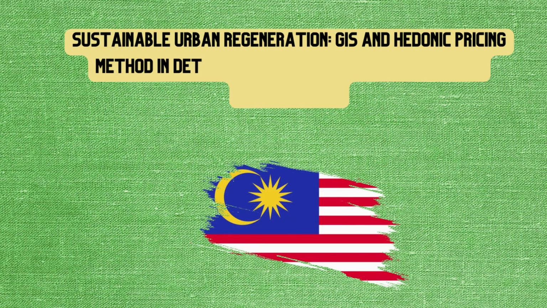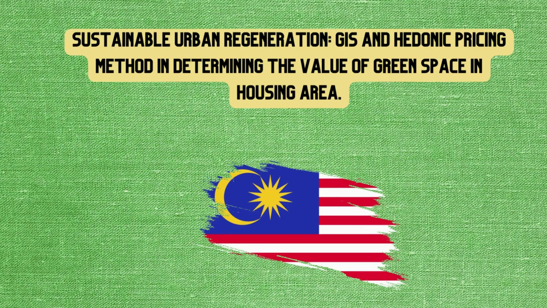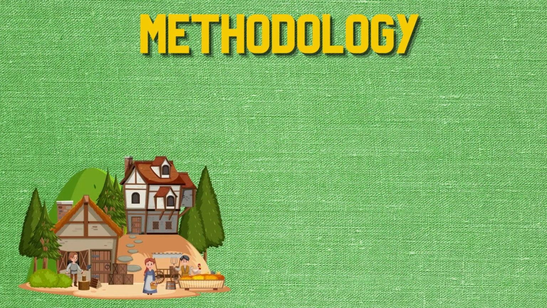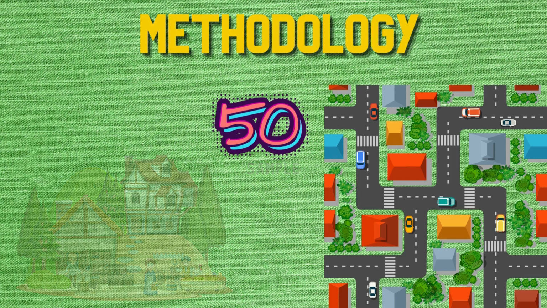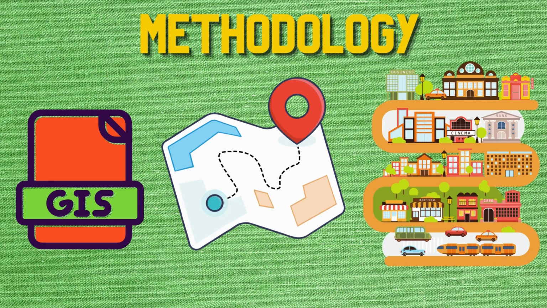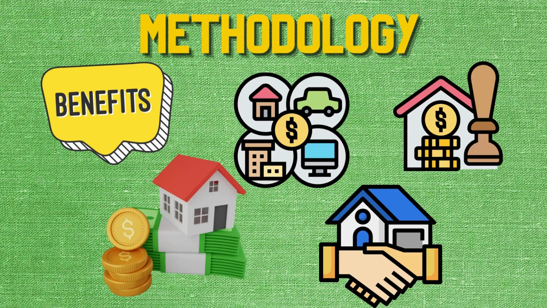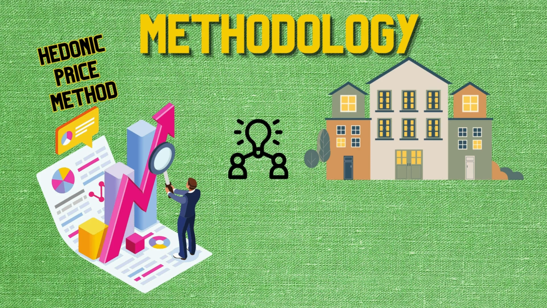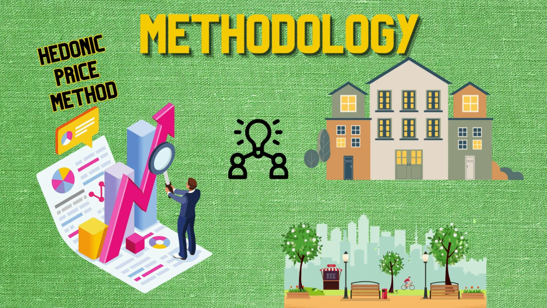Sustainable urban regeneration: GIS and hedonic pricing method in determining the value of green space in housing areas. The study was conducted in Subang Jaya, a suburban city in the Klang Valley, Selangor. The specific study areas are USJ and Putra Heights. Methodology: investigate the property characteristics of 50 samples of residential units, adopt GIS technology to map urban green spaces and estimate all benefits to property value, and use the hedonic price method to analyze the relationship between semi-detached property value and nearby parks.